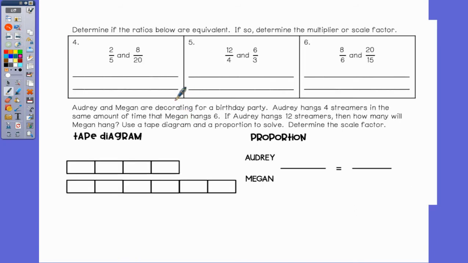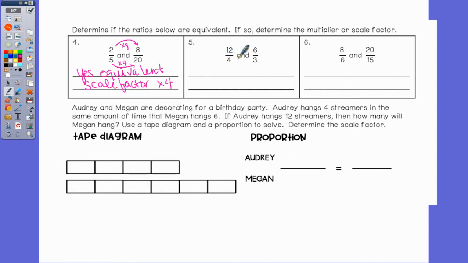Determine if the ratios below are equivalent. If so, determine the multiplier or scale factor. Well, how we do this is we're going to check this and we're going to go, what do I do to 5 to get to 20? And my answer is multiply by 4. Do you do the same thing here? 2 times 4 is 8. So yes, this is equivalent. And the scale factor is times 4.